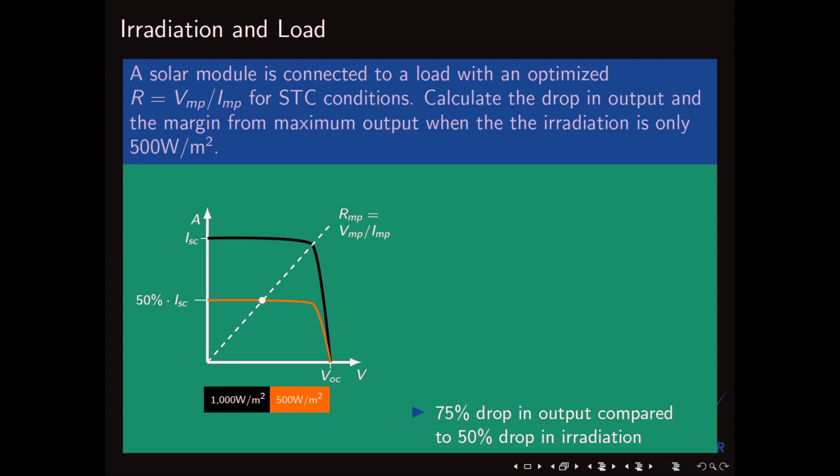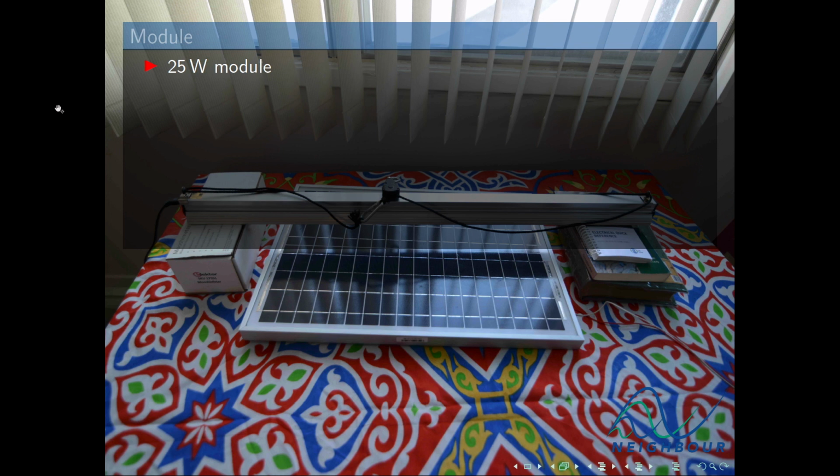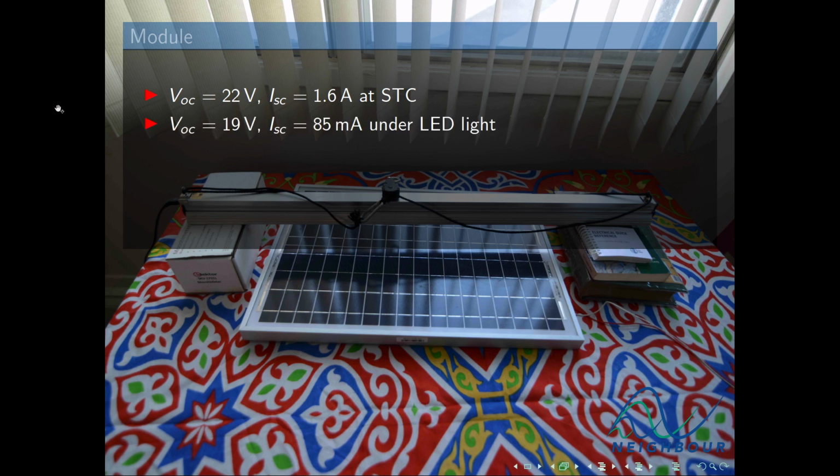For our final loading experiment, I'm going to be using this 25 watt solar module. It's actually made up of 36 cells connected in series. At standard conditions, it has an open circuit voltage of 22 volts and a short circuit current of 1.6 amps. But under my LED, so under these low light conditions, it's going to have a short circuit current of only 85 milliamps.